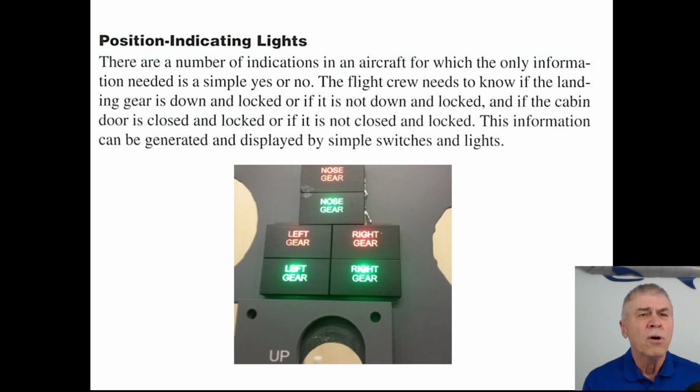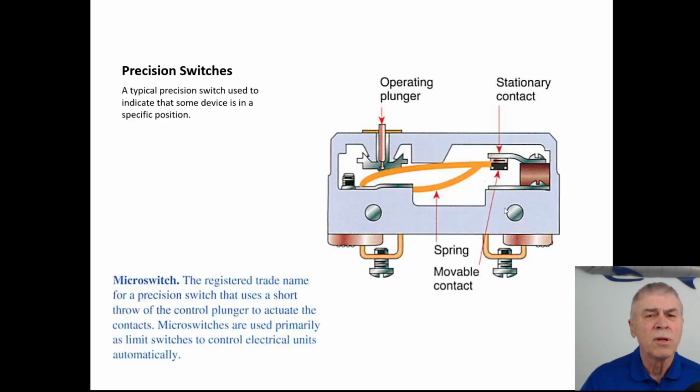They need to know whether or not the landing gear is down and locked or if it's not down and locked. If the cabin door is closed and locked or if it's not closed and locked. This information can be generated and displayed by simple switches and lights. So we see the lights. Maybe the next screen we'll see a switch, more than likely a micro switch. Yes, or a precision switch, which has the trade name micro switch.